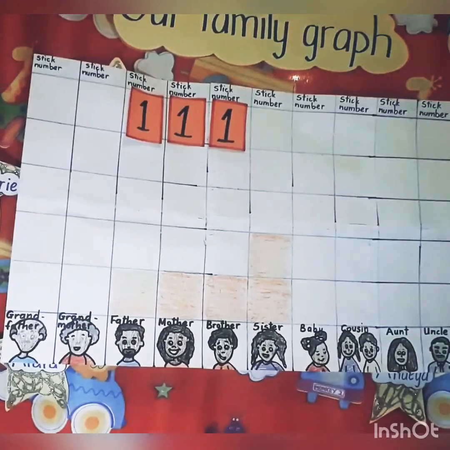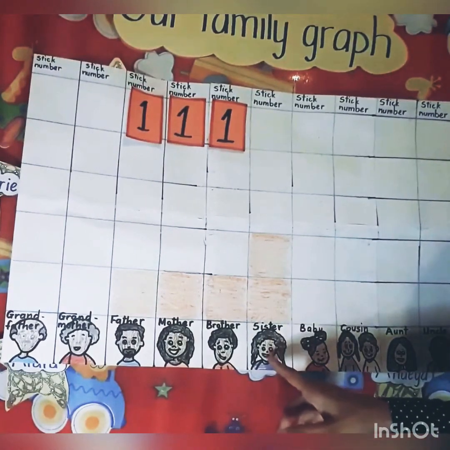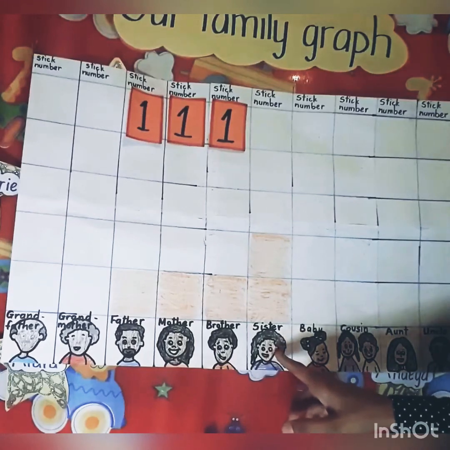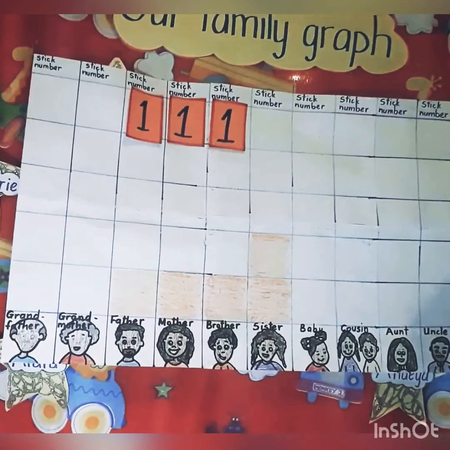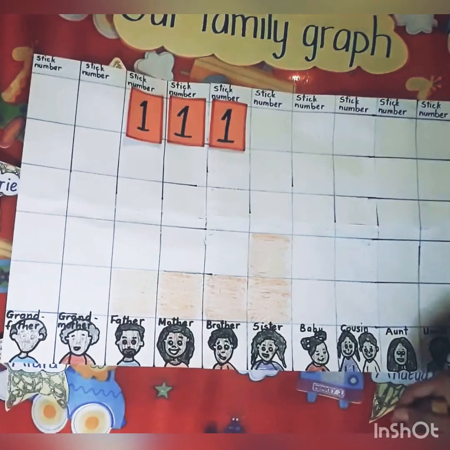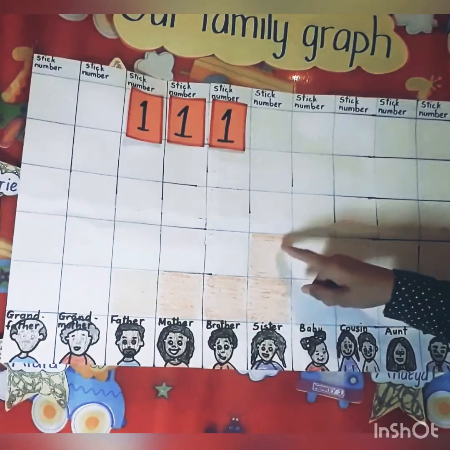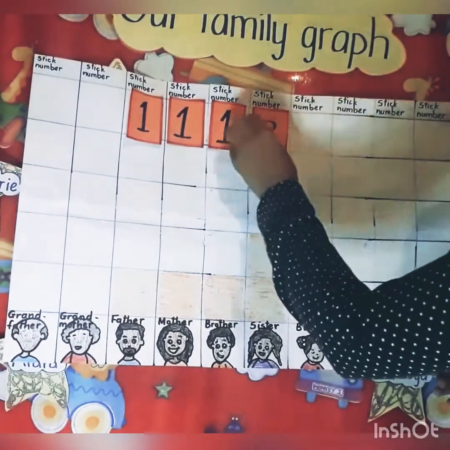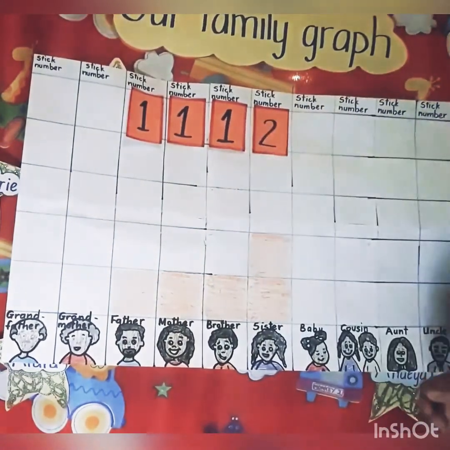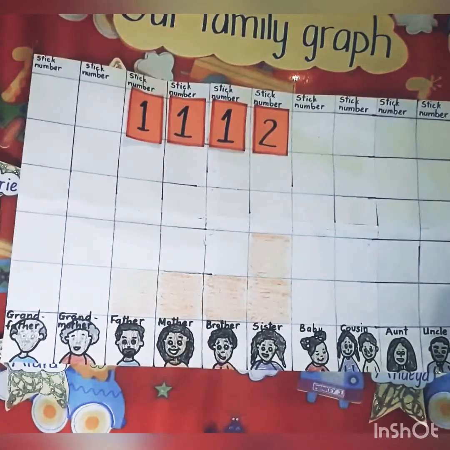Alright, let's go again. What are you seeing in this picture here? Sister. So count the number of squares you colored above sister. I'm going to count mine as well. 1, 2. So I'm going to stick the number 2.